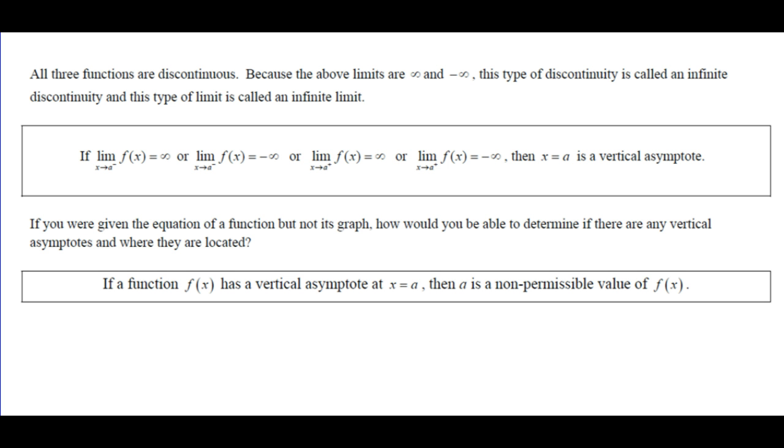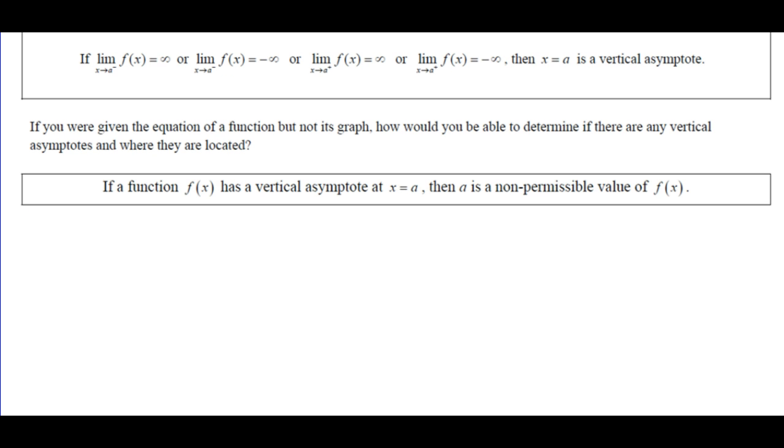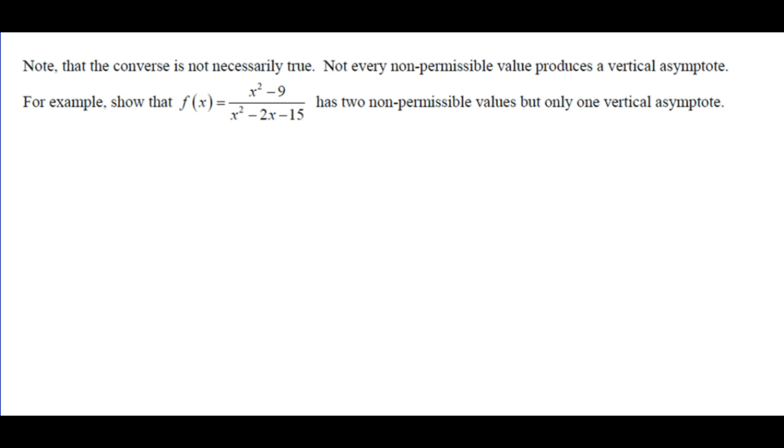If you're given the equation of a function but not its graph, how would you determine if there were any vertical asymptotes? Yeah, so you're looking for what value in the denominator is going to give me a 0, because I can't use that value, and therefore there will be a vertical asymptote. So if a function has a vertical asymptote at x equals a, then a is a non-permissible value. Where do we get those from? They're the values of x which make the denominator 0, right? So we factor it and we look for it. Note, the converse is not necessarily true.